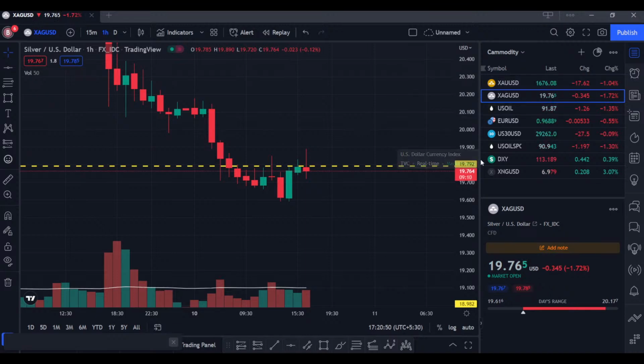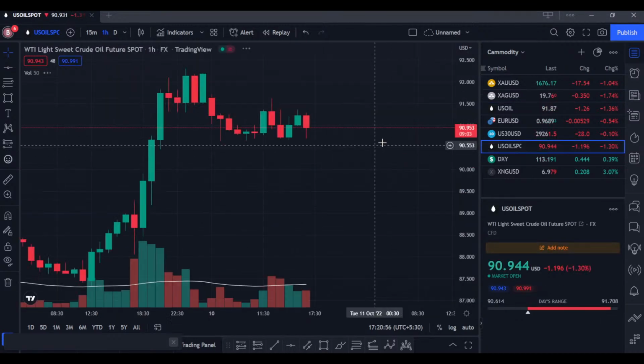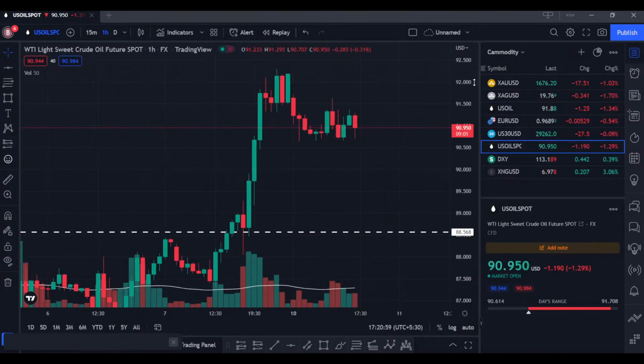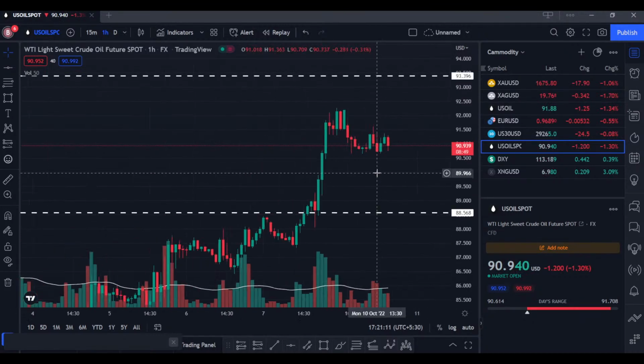Now we are going to US oil, crude oil. If you are trading crude oil, I like to open US oil in spot. You can also see spot and futures, both directions are the same, but the price difference is 3.300. Here you can see what the next movement was.